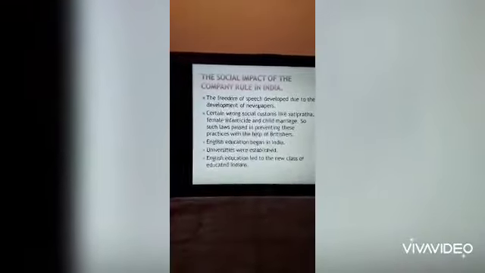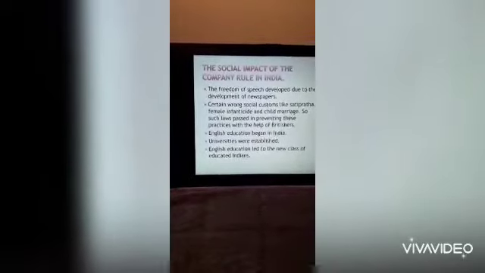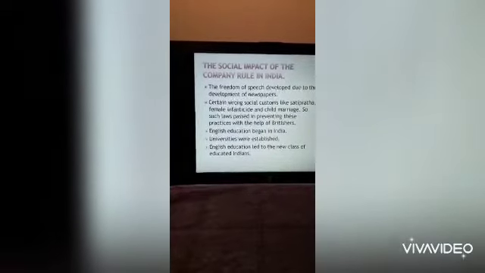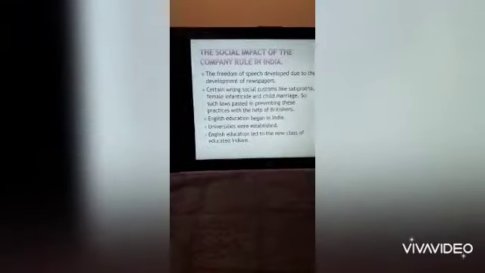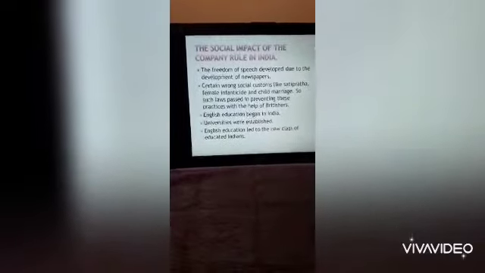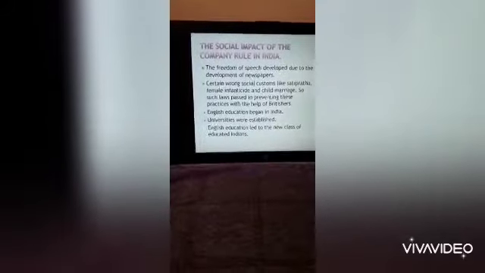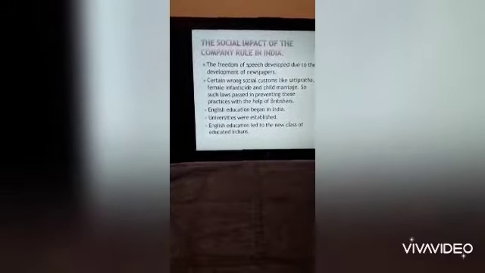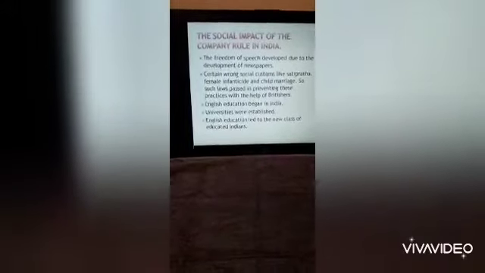Now moving forward to the next topic, that is the social impact of the company rule in India. What was the social situation that prevailed during this period in India? Number 1, freedom of speech developed due to the development of newspapers. Certain wrong social customs prevailed in India, like sati pratha, female infanticide, and child marriage. With the help of the British, laws were passed to prevent these wrong practices.